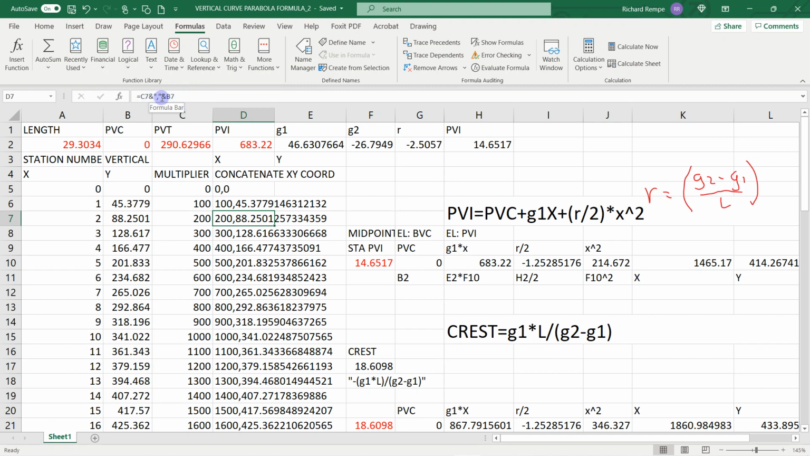If you're going to concatenate, you'd say equals concatenate open parentheses C7 comma, and then you would have the open quotation comma, close quotation comma, and then a comma, and then B7. That's how you concatenate it. Here we're just using the and symbol, and that's how that works. So then you got your XY coordinates, and then Z. I didn't put Z's in here because it's a vertical curve alignment, and it's not part of what I'm trying to explain.